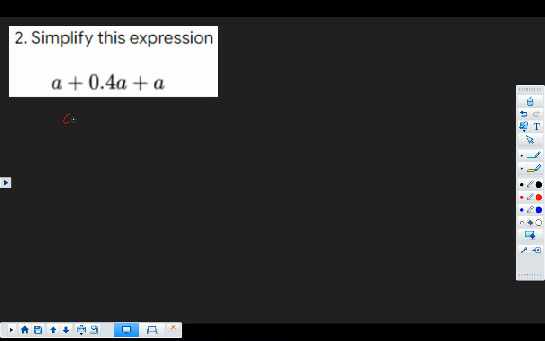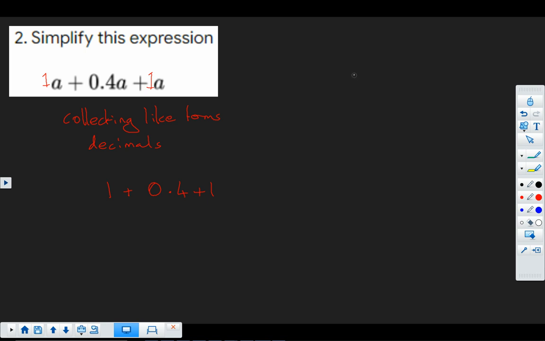Okay, well, question 2, we are collecting like terms, but with the added complication here that we have got some decimals. So what do we know here? Well, A is 1A, but we don't write in the 1. We've got 1A here. So when we're collecting like terms, everything is an A here. So we have 1 plus 0.4 plus 1.